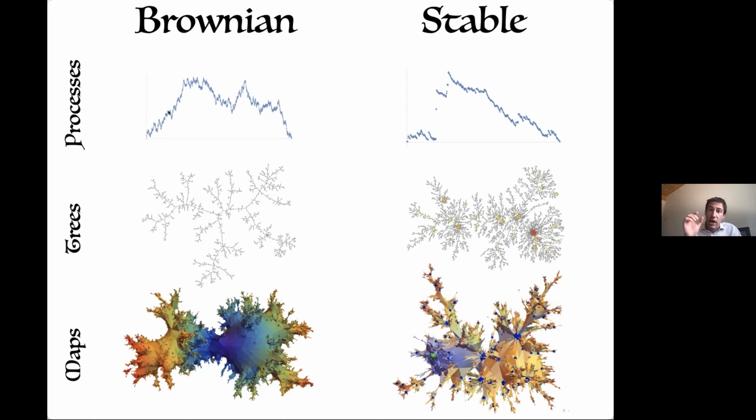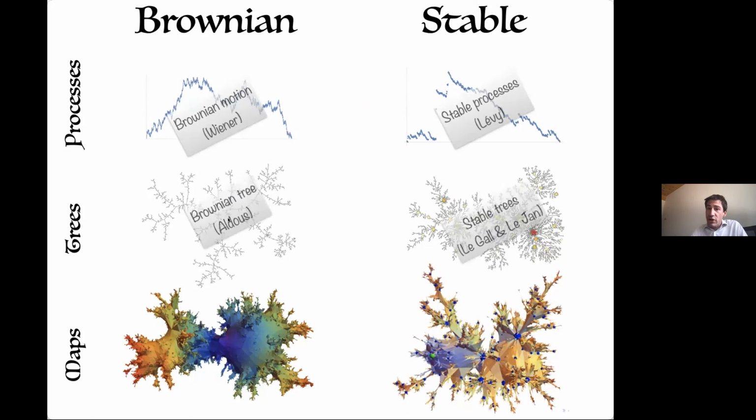But if your increments can be large, with a polynomial tail and no variance, then in the limit you see stable Lévy processes. That's at the level of processes, and this is well known, going back to Wiener for Brownian motion and Lévy for stable processes. The same phenomenon appears in the realm of trees. When you have random trees with small degrees, let's say binary trees, then the scaling limit is given by the Brownian tree of Aldous. But when you have large degree vertices, those hubs that you see there, then the scaling limit is something different that was introduced by Le Gall and Le Jan in 98.